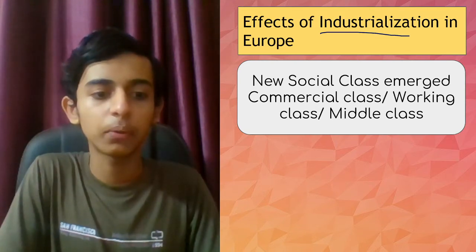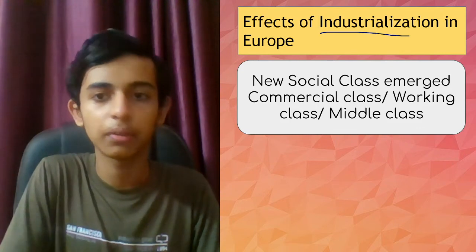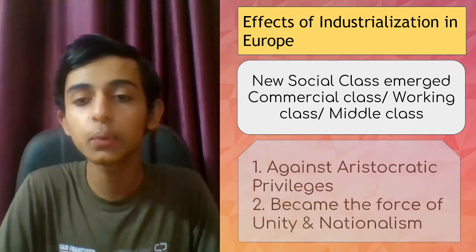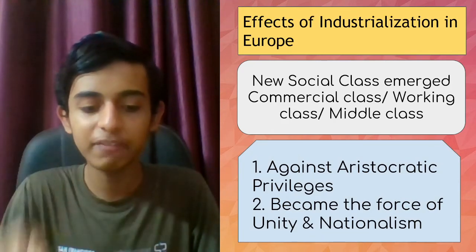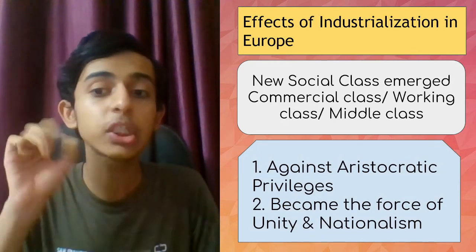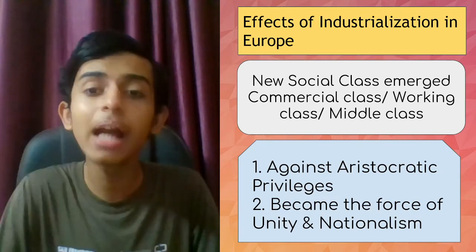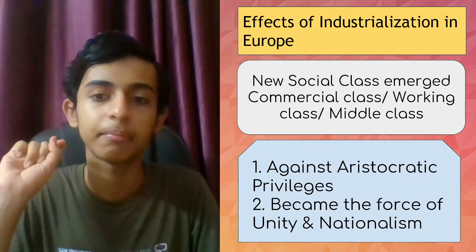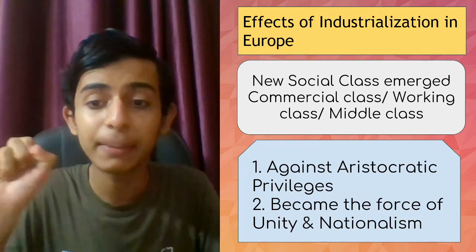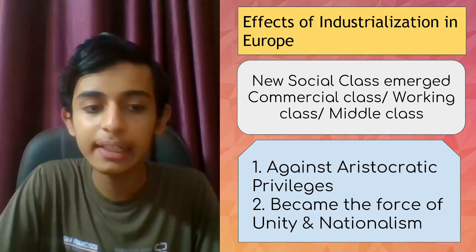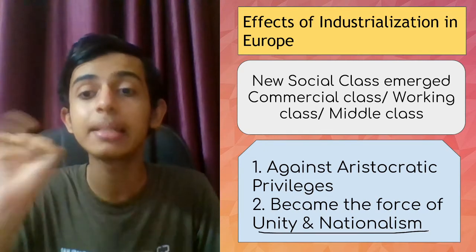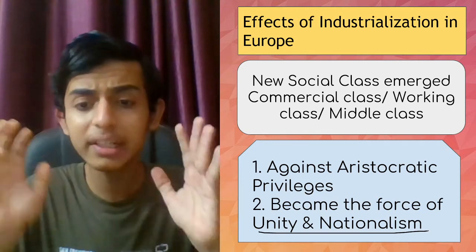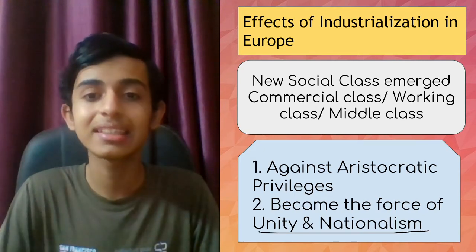Okay, now this new social class was against the aristocratic privileges. The privileges or the opportunities which these aristocrats got by birth, they rejected them. They were against them. And they became the force of unity and nationalism. Very, very important. This middle class revolted a lot because they were against this.